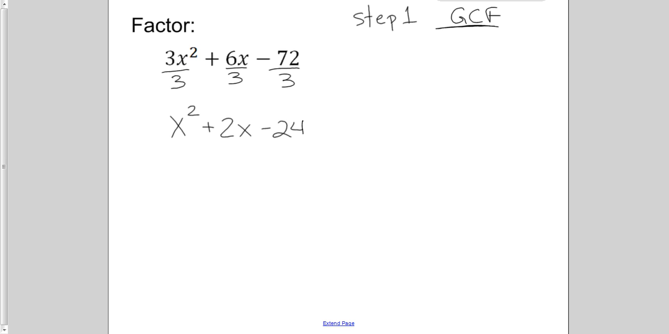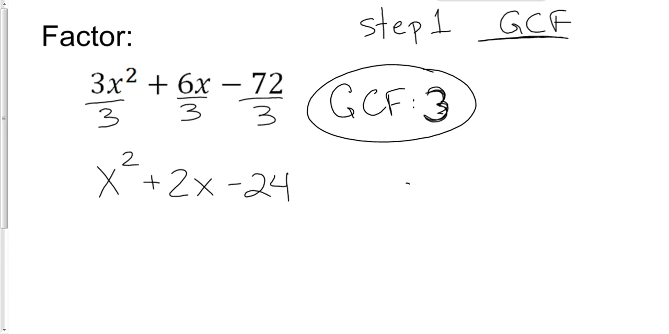Here we have 3x squared plus 6x minus 72. Remember that step 1 is look for a GCF. So in this case, all these numbers are divisible by 3. So it leaves me with x squared plus 2x minus 24. Remember, that's an ugly looking 3. That looks better, a little bit. Make sure I remember to put that GCF of 3 at the end when I write my final answer.